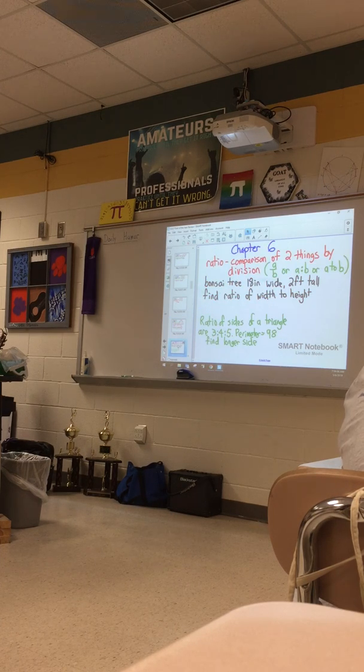Chapter 6, ratios and proportions and similarity. Okay, so ratios, a comparison of 2 things by division. Sometimes you'll see it written with the colon, but most of the time we see it written as a fraction.